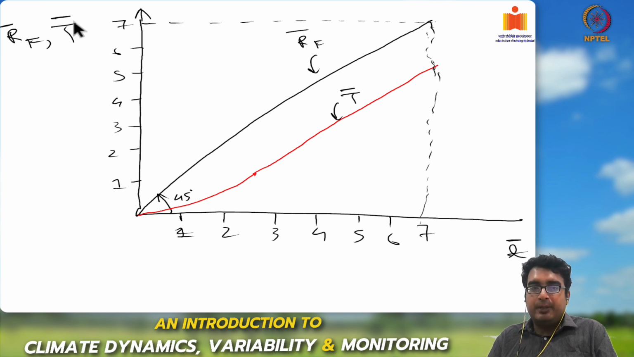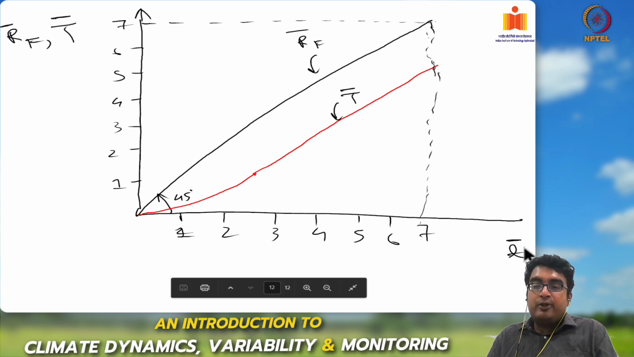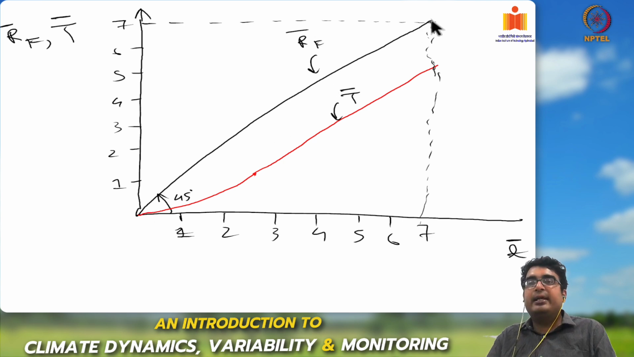So this will be T bar prime, just be careful, with respect to the non-dimensional time T bar. Since RF bar is equal to T bar, this is the 45-degree line. This is our non-dimensional radiative forcing line for our case, and the T bar prime value is like this.